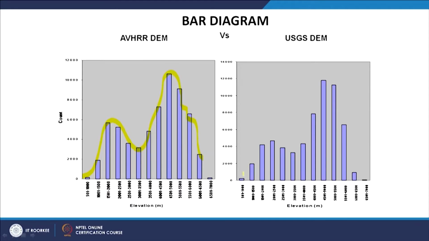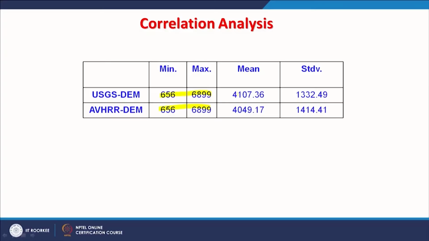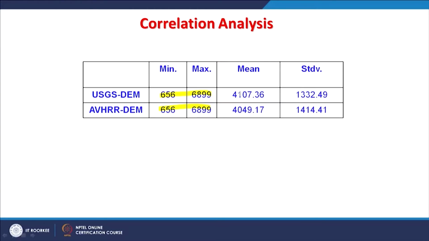That means, in almost each elevation range, it is matching quite well with the USGS DM, as you can also see very carefully. Now, when we perform this correlation analysis, we find that of course minimum and maximum would be the same, because USGS DM minimum and maximum has been taken to rescale NOAA DM, but the mean value here is a little higher than NOAA, and the same with standard deviation, it is relatively low, and this is higher in that sense.